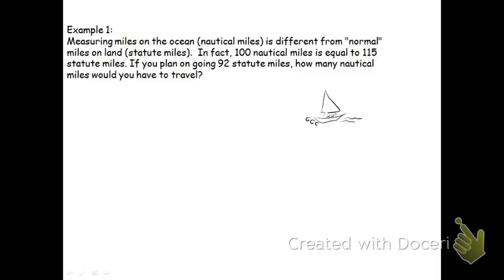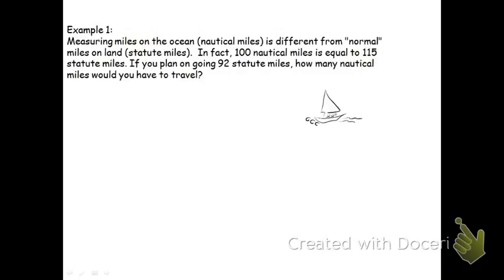Measuring miles on the ocean, those are called nautical miles, is different from normal miles on land, which are called statute miles. In fact, 100 nautical miles is equal to 115 statute miles. So if you plan on going 92 statute miles, how many nautical miles would you have to travel?